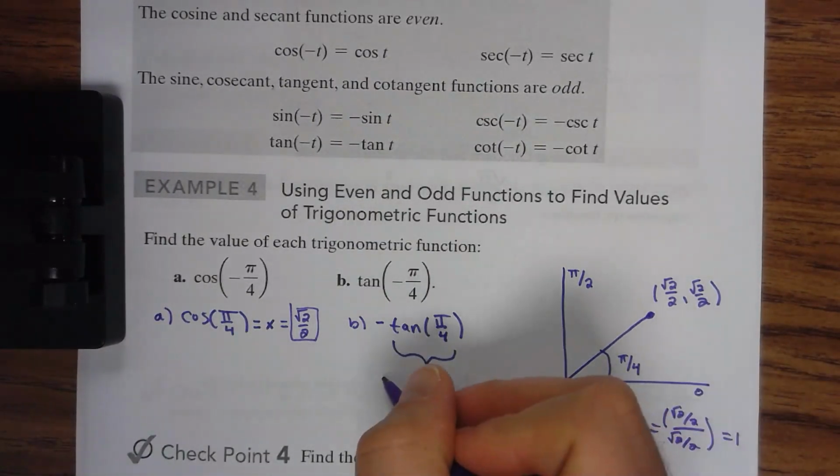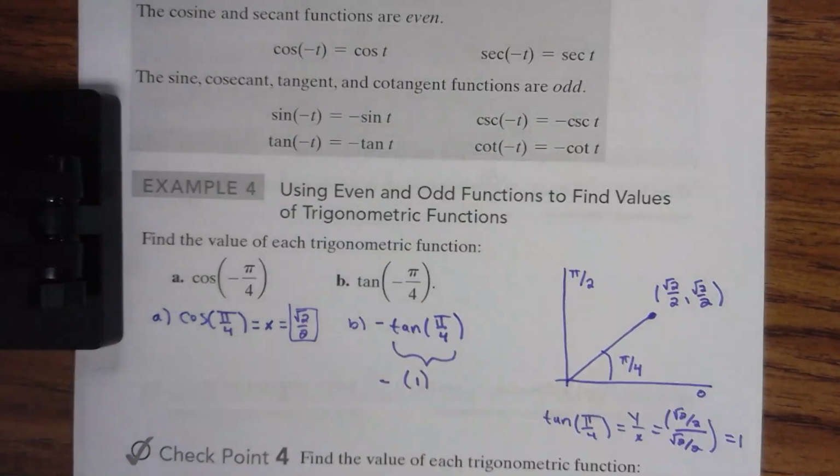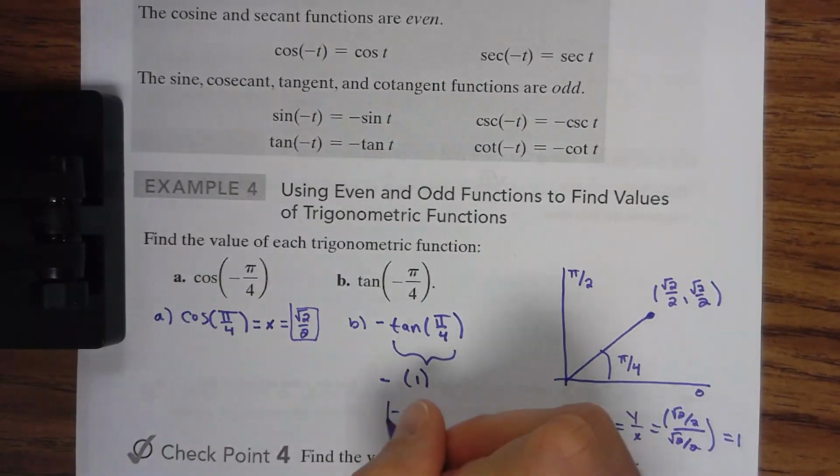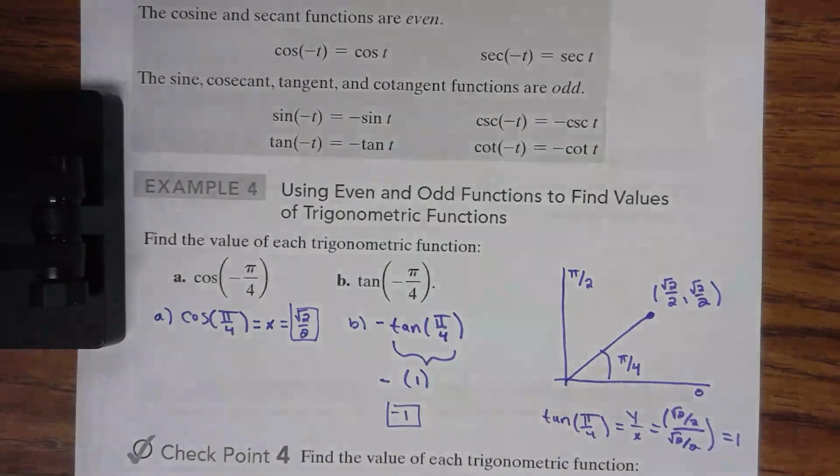And so this is really negative times tangent of pi over 4, which is 1, which is -1. So tangent of negative pi over 4 is equal to -1.